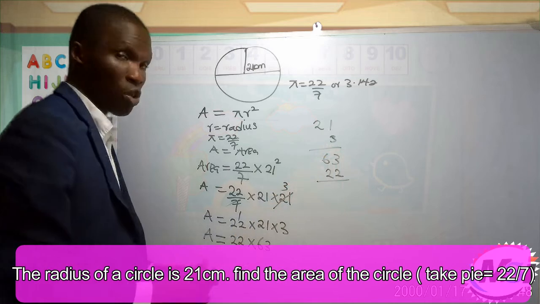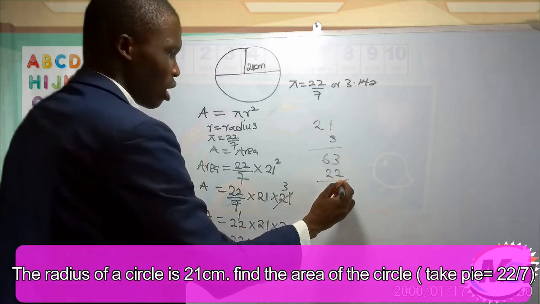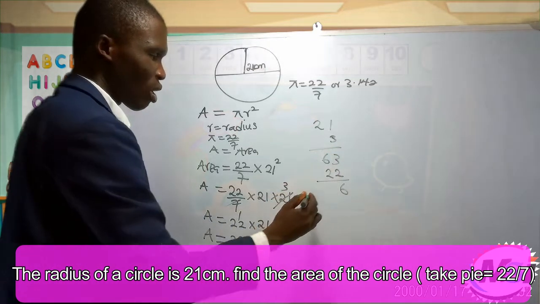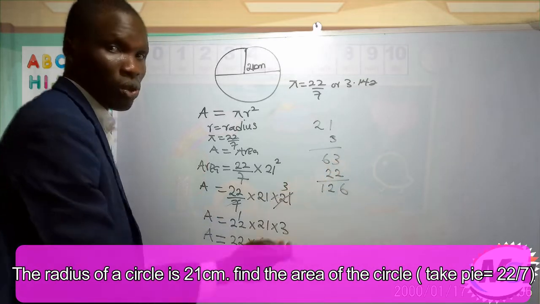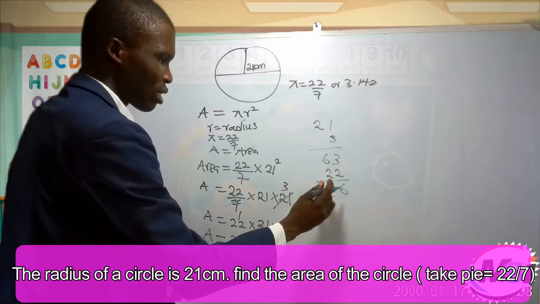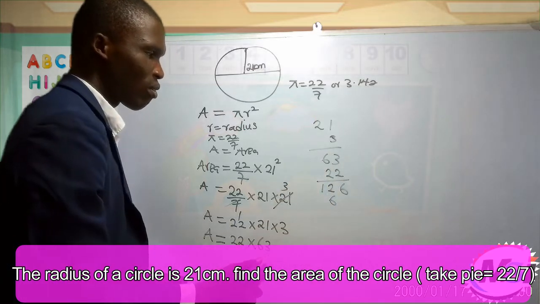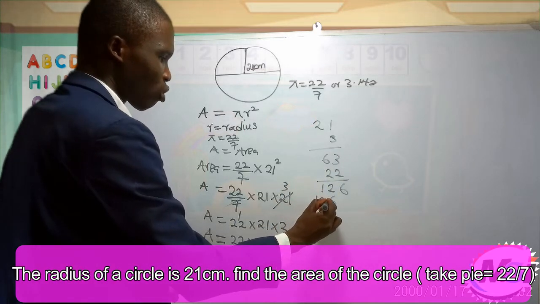2 times 3 will give us 6. Write 6. 2 times 6 will give us 12. So we write 12 here.